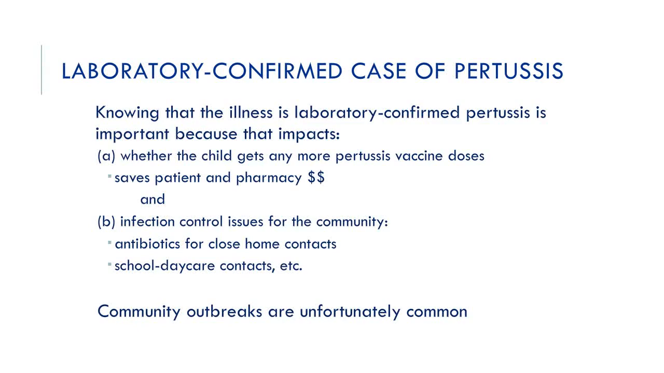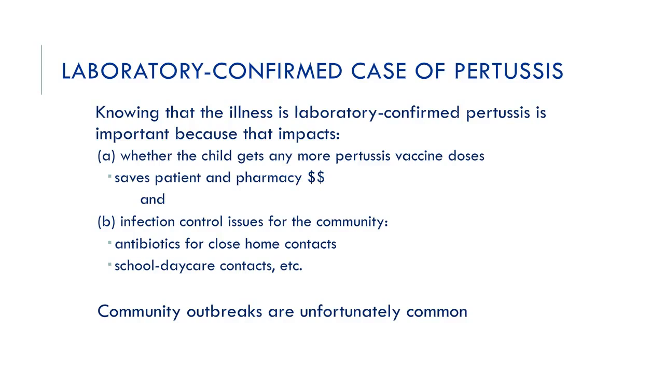Now, it is important, as I mentioned earlier, to make sure that we do have laboratory-confirmed cases of pertussis. Knowing that the illness is actually confirmed to be pertussis is important because it impacts several different issues. It impacts whether the child gets any more pertussis vaccine doses. Again, if they've had a live infection, they can probably go several years without a booster. That saves the patient and the pharmacy money.